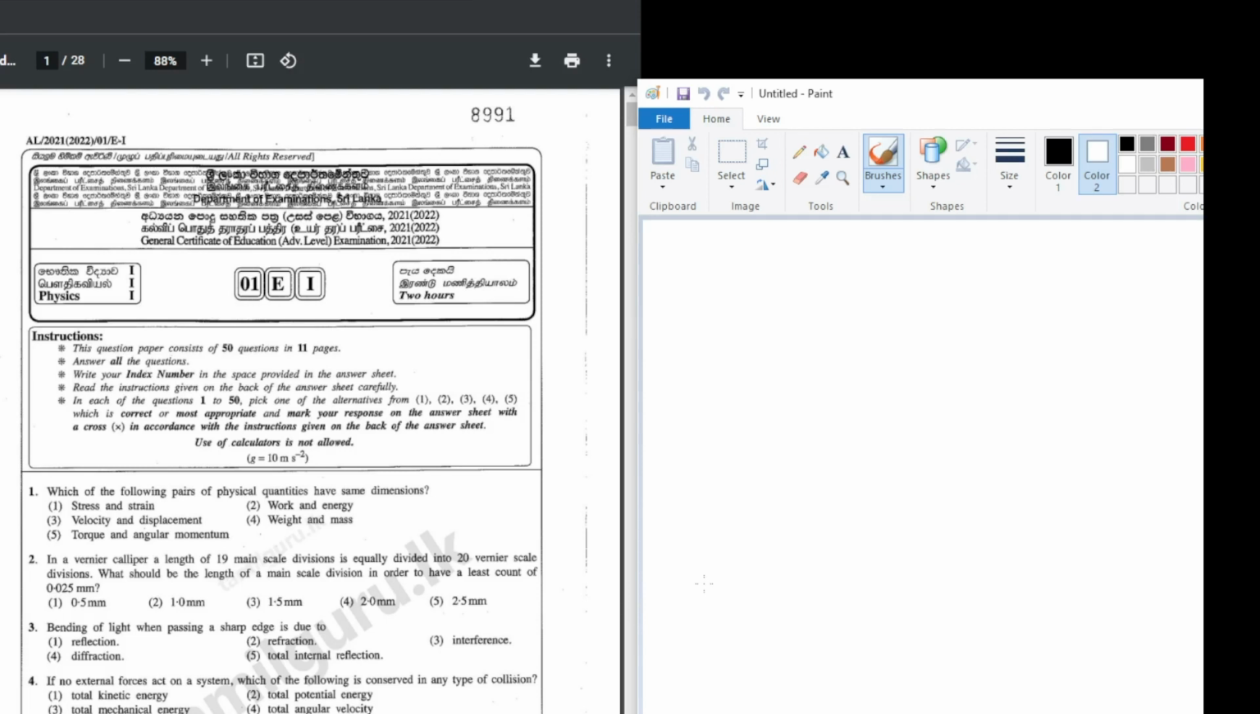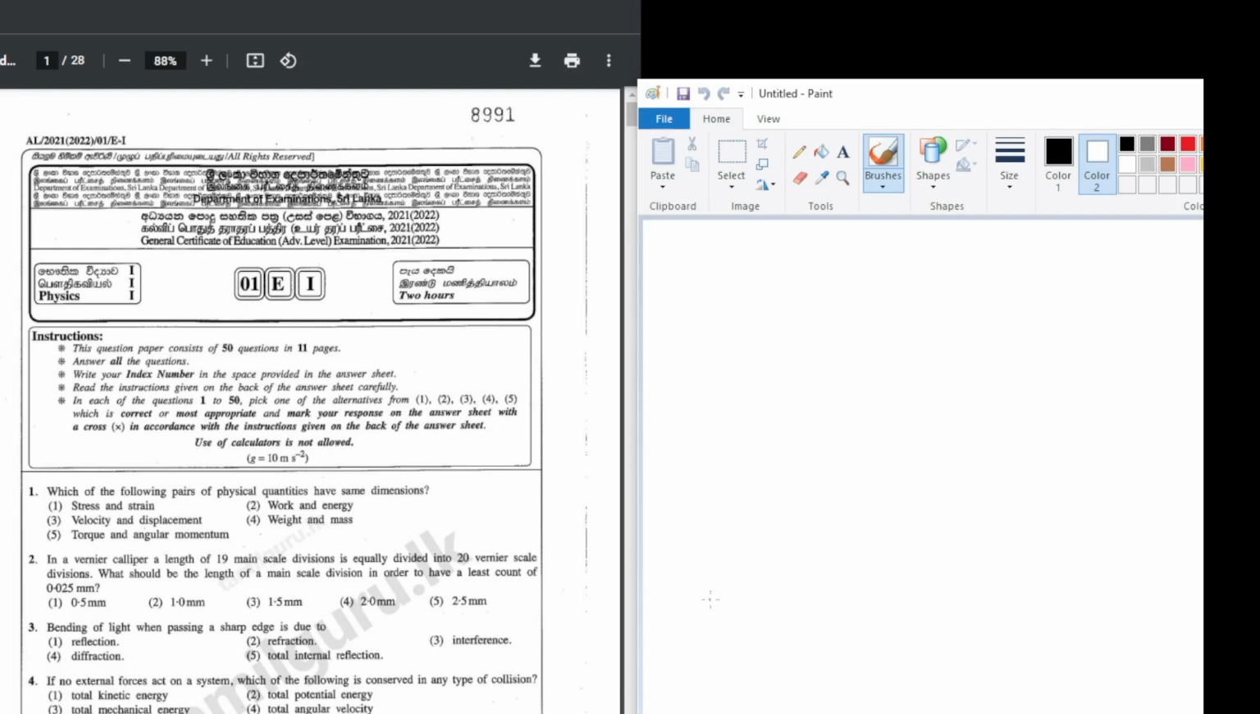you than dimensions. First answer, stress and strain. Stress is force over area and strain is extension over original length. Stress has a unit but strain doesn't have a unit. So the dimensions of stress and strain are not same.